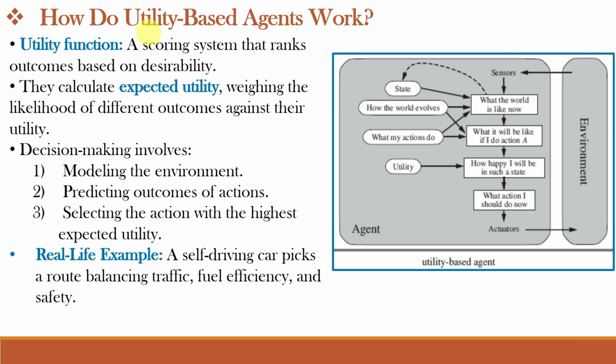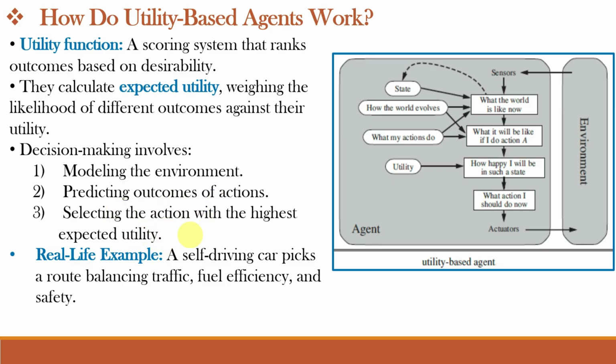Okay, let us understand how utility-based agents work. Like the previously learned agents, here also there is an internal state or memory and the goal reaching block, which asks what it will be like if I do action A. But it also has an advanced block of utility function over here. This utility function has a scoring system that ranks outcomes based on how desirable they are. Higher scores mean better outcomes. They do an expected utility calculation where the agent evaluates actions by modeling the environment, that is, understanding the situation, predicting the outcome of its actions, and selecting the action with the highest expected utility or usefulness.